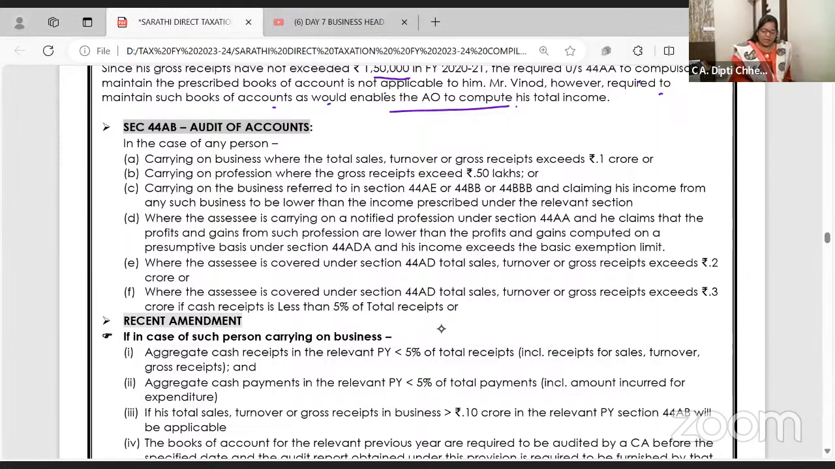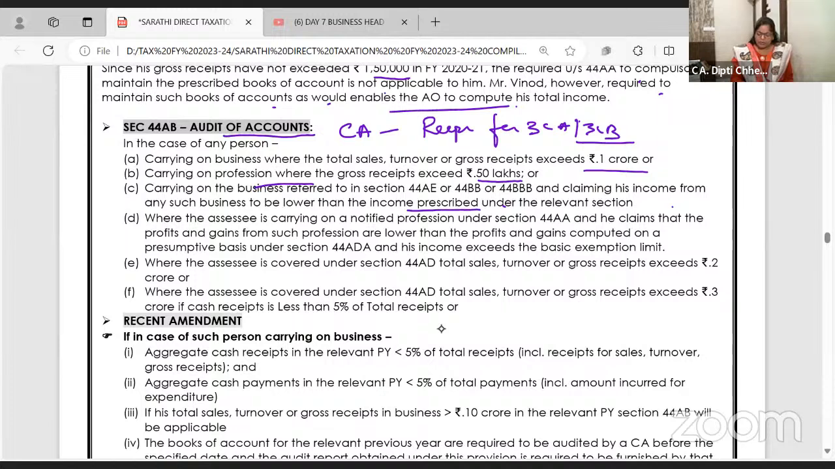A person should get his books audited, meaning checked by a chartered accountant, and the chartered accountant should give the audit report in form number 3CA, 3CB, when the turnover or gross receipts exceed 1 crore. If you're a professional, then if it exceeds 50 lakhs. Or carrying on business referred in 44AE, claiming his income to be low.